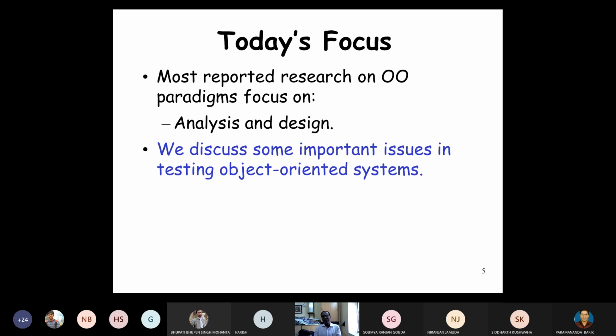Now some improvement has already been done in object-oriented testing, but 10 years ago, much more focus was on object-oriented analysis and design. Very little focus was there on testing object-oriented programs. Gradually, researchers are now working on testing of object-oriented programs. So in this class, we will discuss some important issues in testing object-oriented programs and what the solutions are for them.